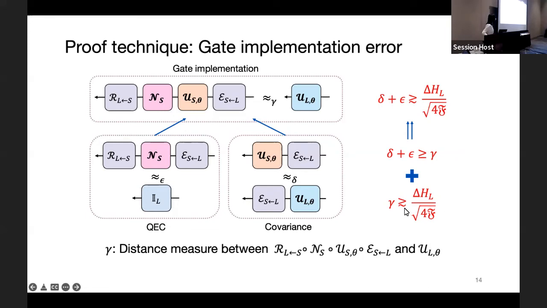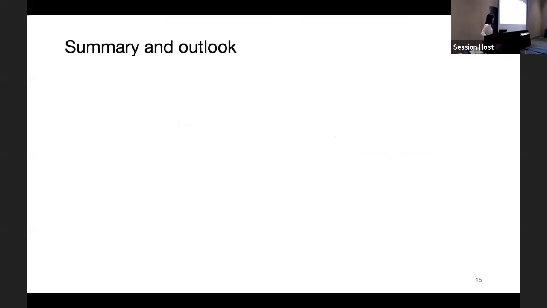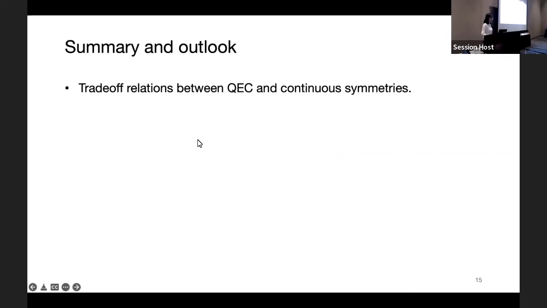So this is actually proven using some techniques from quantum metrology, and here F is the Fisher information. So to summarize, we derive various trade-off relations between quantum error correction and continuous symmetries. And the relations are also shown to be nearly optimal in certain scenarios.